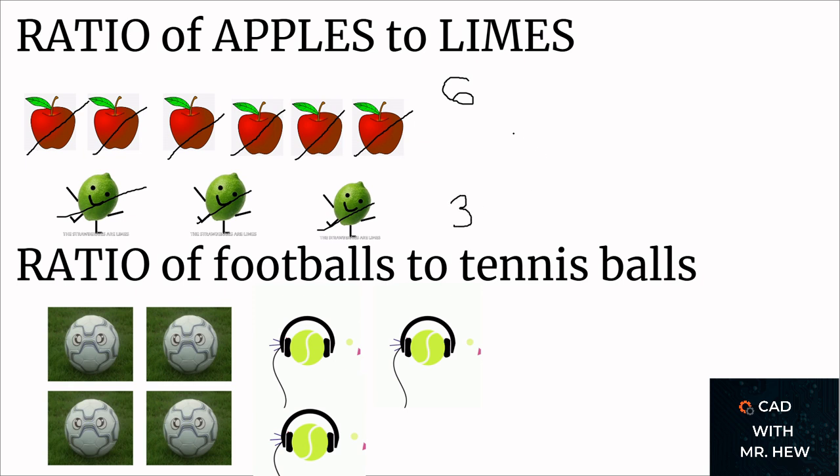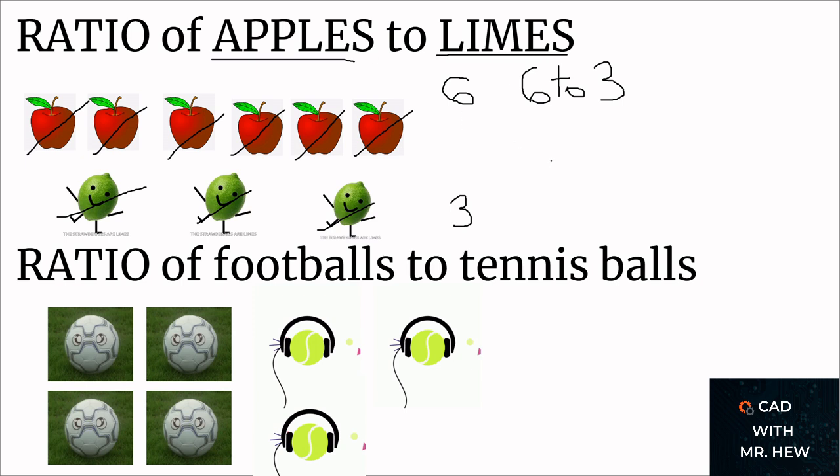Now we're going to use a ratio to express the relationship between the amount of apples and the amount of limes, as our first example. So what we can say is that there are 6 apples to 3 limes. We just counted how many apples and how many limes.